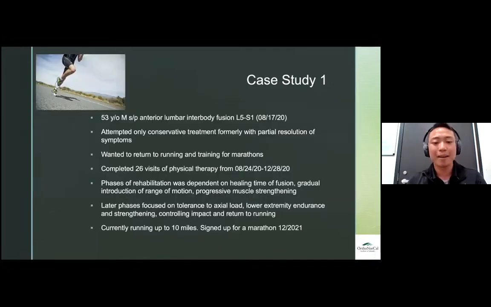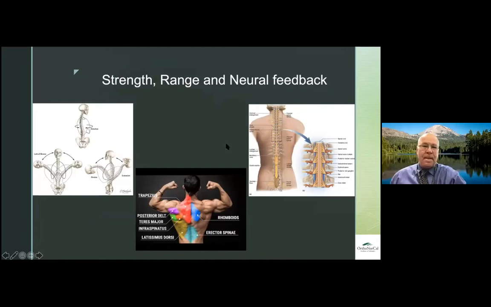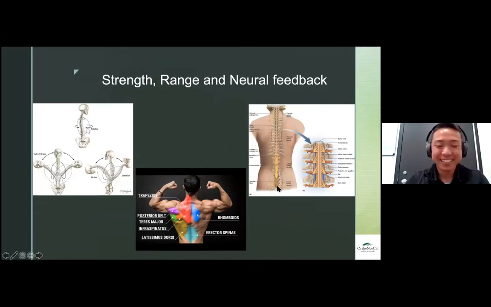Here's a nice photo of my back. Let's go back one slide. Oh, hang on a second. No worries. It's a nice photo of my back on a good day.